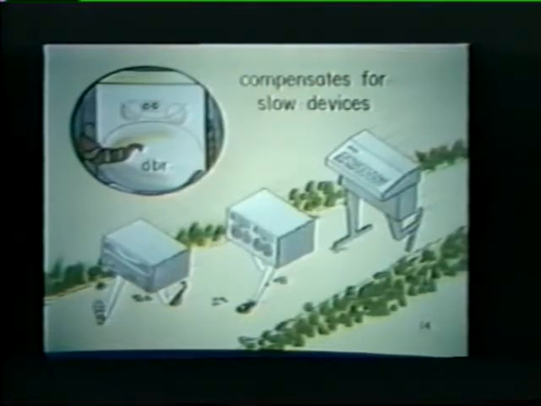Another function of a DBR is to compensate for slow devices. Many devices operate at relatively slow speeds. Rather than hold up the Unibus for long periods, the interface holds the data in the DBR until it is completely assembled and ready for transfer.